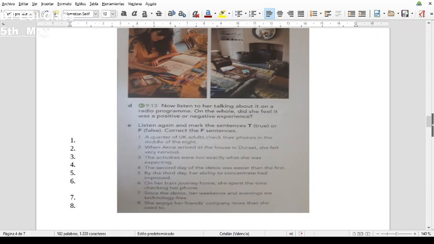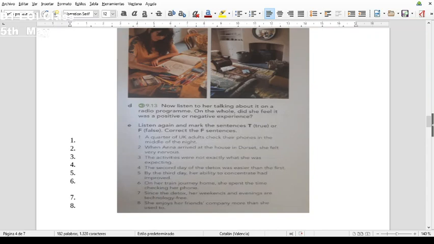Now, listen and say true or false. 1. A quarter of UK adults check their phones in the middle of the night. 2. When Anna arrived at the house in Dorset, she felt very nervous. 3. The activities were not exactly what she was expecting. 4. The second day of the detox was easier than the first. 5. By the third day, her ability to concentrate had improved. She could concentrate better.